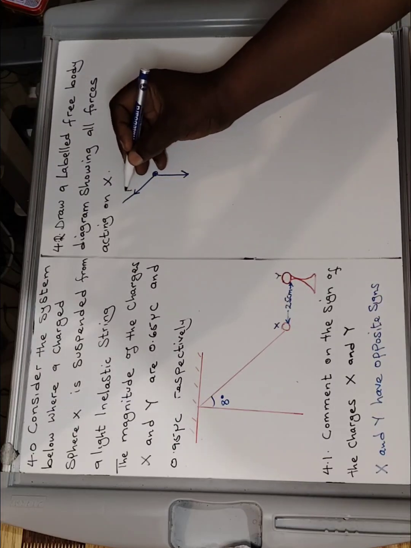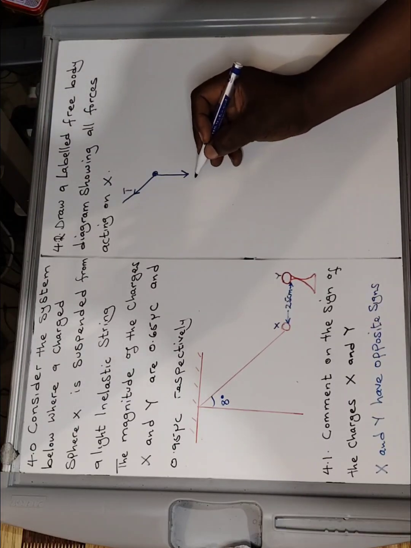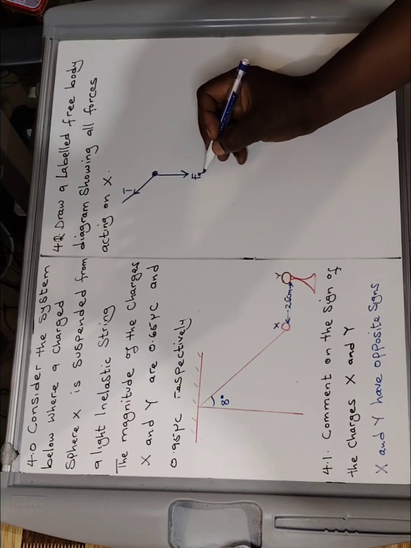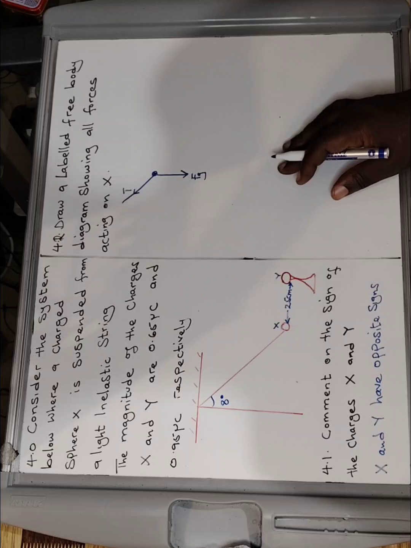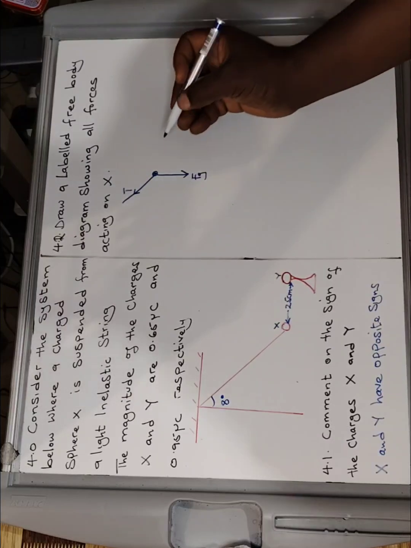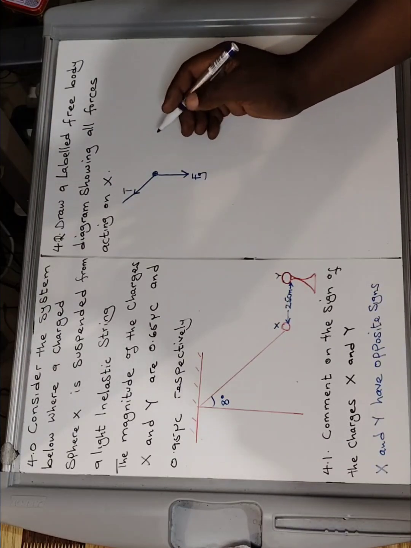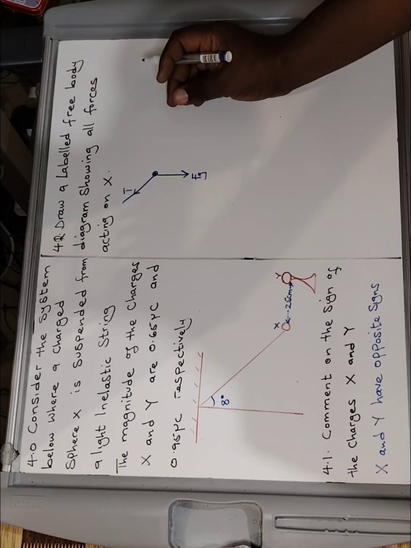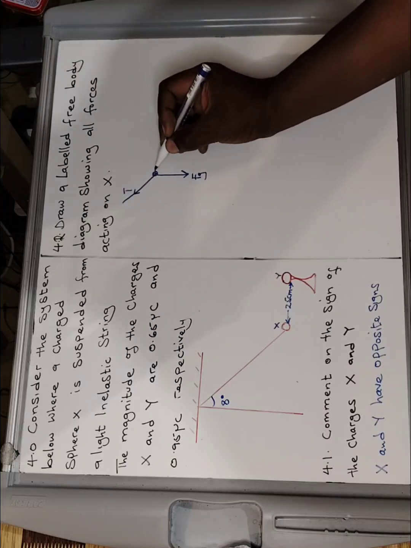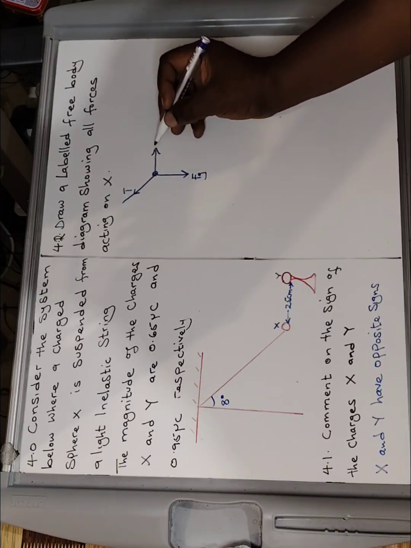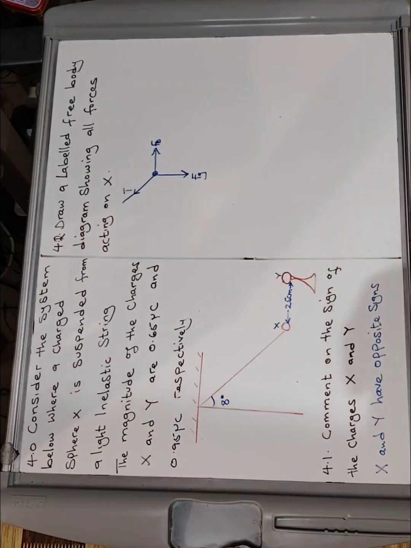So what do you call this one? Tension. What do you call this one? Fg. Then what else do we know? Now we know that X is being attracted towards Y. So there is an electrostatic force in this direction, which we will call Fe. And there we are. That is our free body diagram.